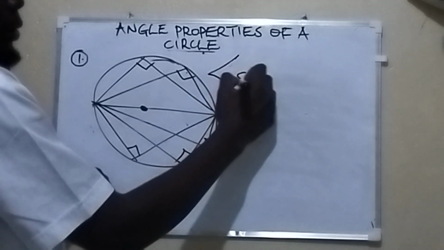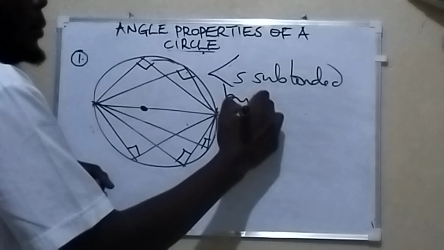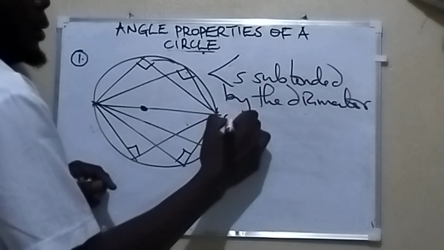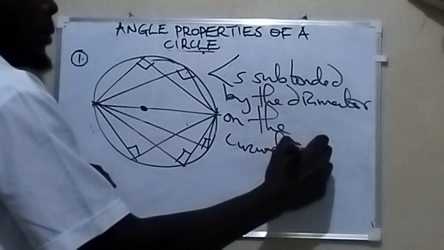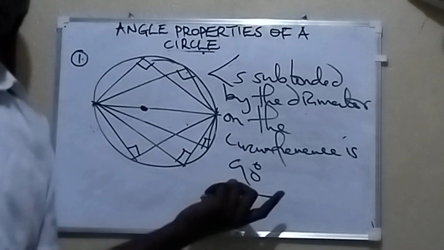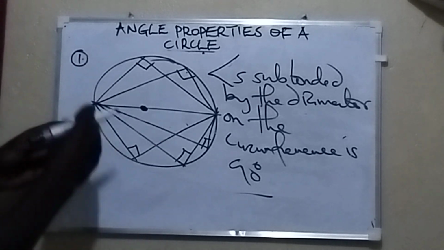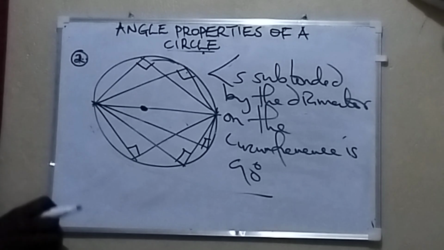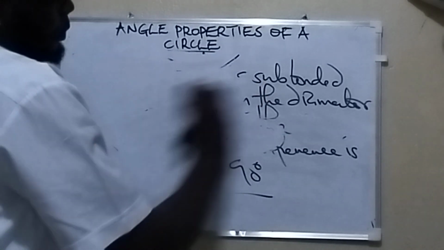So you have angle subtended by the diameter on the circumference is always 90 degrees. That angle is always 90 degrees. So this is property number 2. So you can look at property number 3.